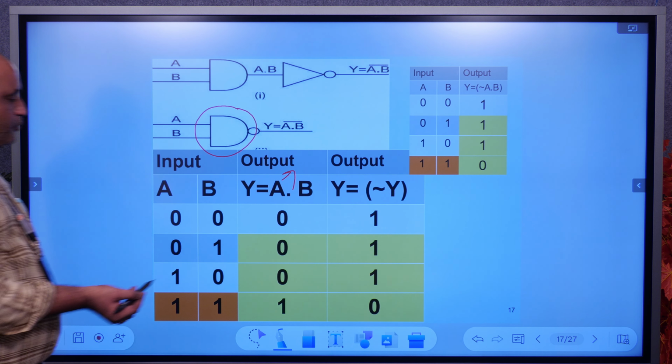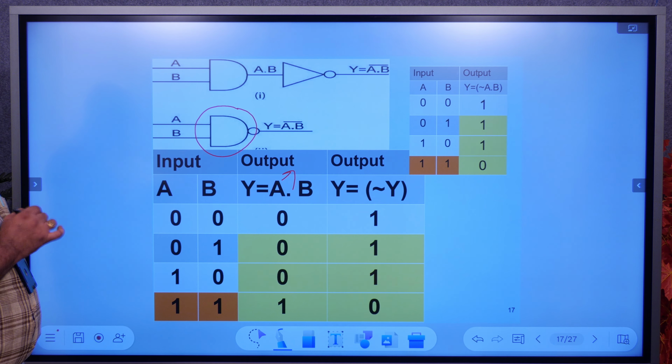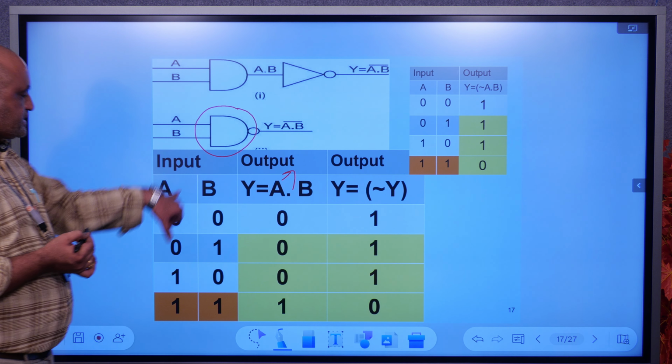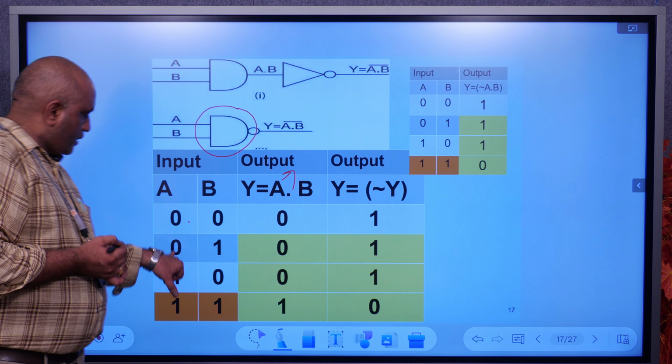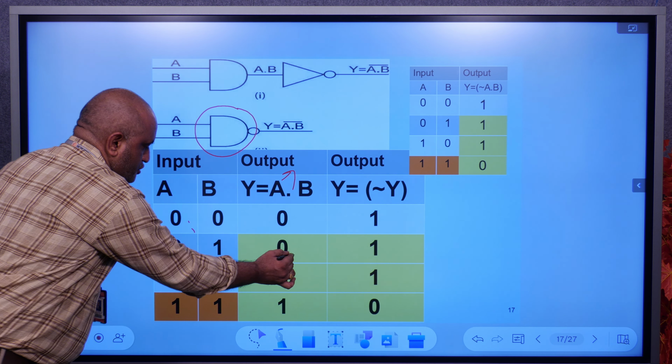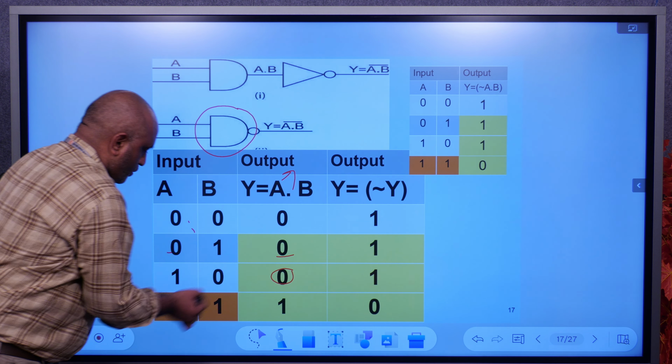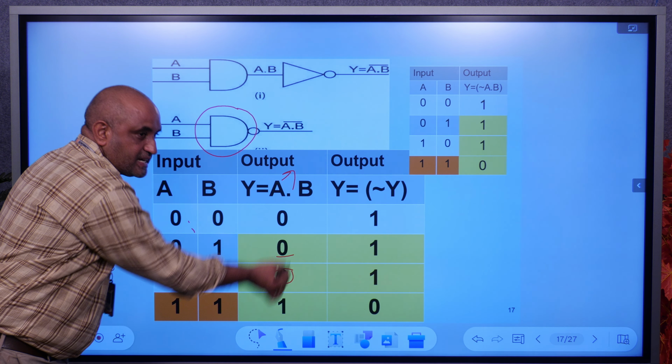Okay, if any input is 0, the output is 0. Suppose you consider A and B, both zeros: the AND gate gives 0. 0, 1 also gives 0, 1, 0 also gives 0, and 1, 1 gives 1. These are nothing but the AND gate.